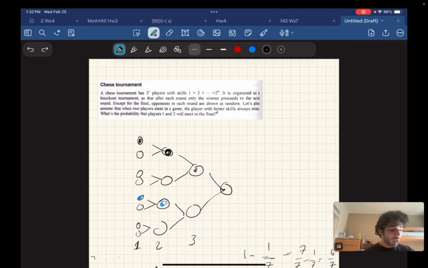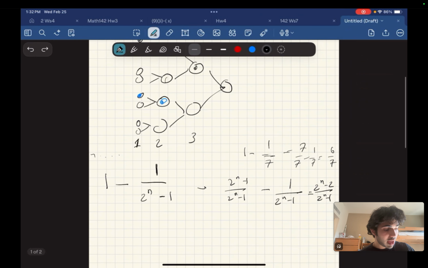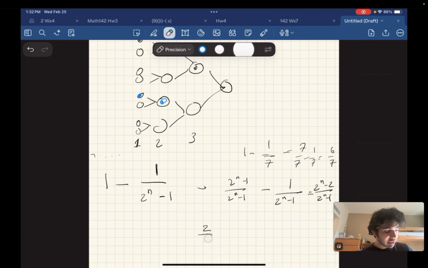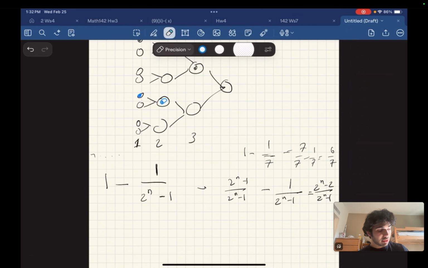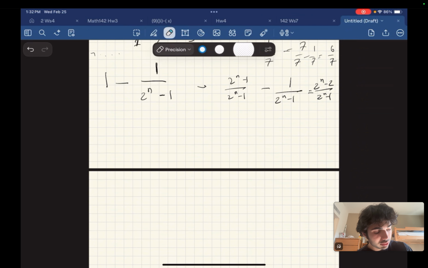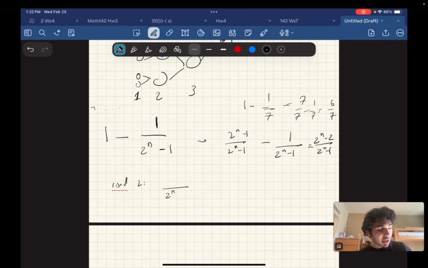Well, the chance they don't meet here is 2 out of 3 options. Same thing as the 6 out of 7, except instead of n equals 3, we're saying n equals 2 for round 2. So for them to not meet in round 2, there are now 2 to the n minus 1 players because half the players were eliminated. And I can't be matched with myself, so subtract 1.